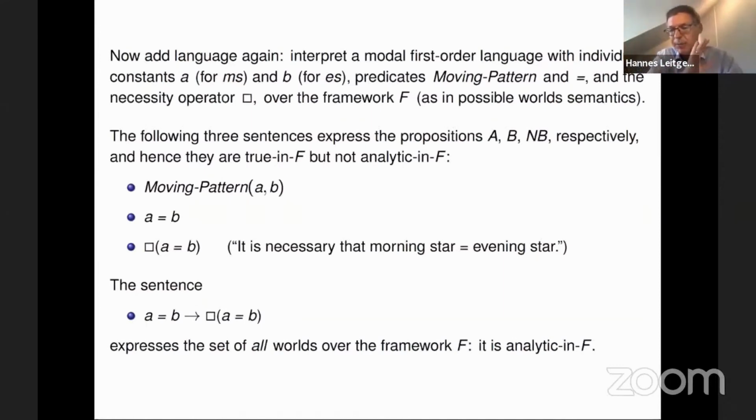Okay, the propositions they express are not the same as the set of all possible worlds. This is in contrast with the sentence, if A equals B, then it is necessary that A equals B, which expresses that other set of possible worlds that I had before, namely the set of all worlds. That sentence is not just true in the framework, it's also analytic in the framework. Okay, and now you recognize this kind of Kripkean law here, and it becomes an analytic statement in that framework.